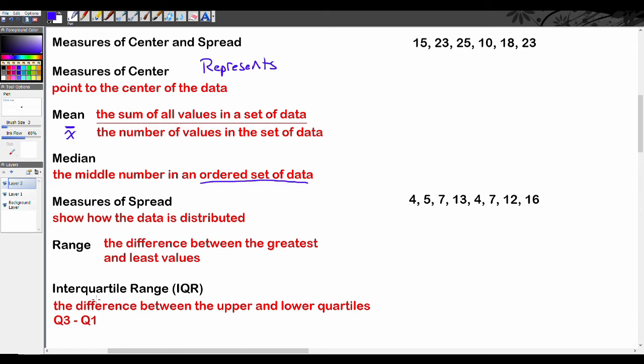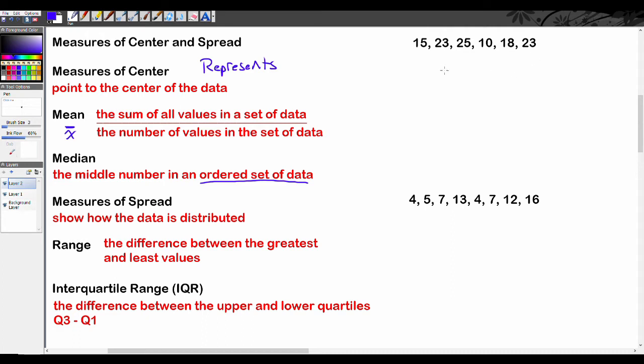And there's also the interquartile range, which is similar to the range, but we're not looking at the greatest and the least values. We're looking at these values that are called the upper and lower quartiles, or sometimes called the third and first quartiles. And we're looking at the difference between those. And I'll show you how to find that. So let's go ahead and take a look at these two examples here and work them out to find our data points.